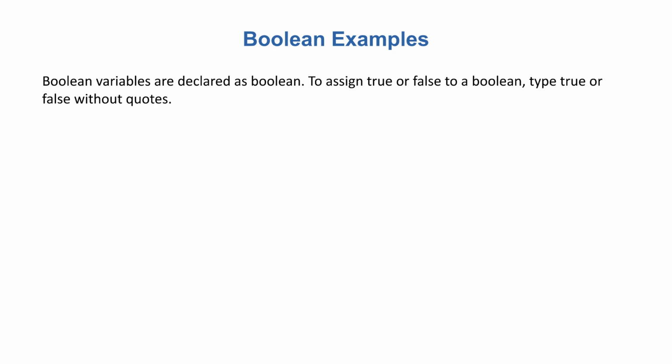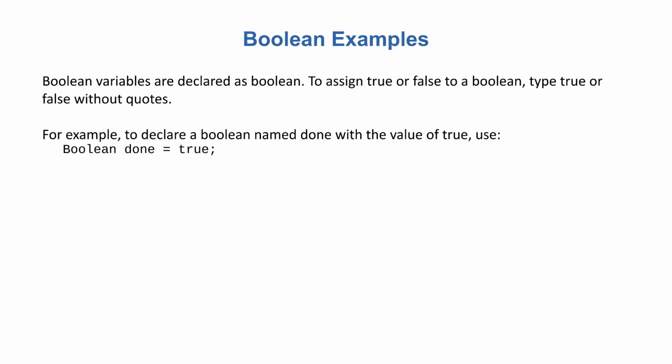Next, we'll run the program in a loop so the user may encode or decode more than one message before closing the program. Another data type that would work well in this program is a Boolean. Booleans can only be true or false. Boolean variables are declared as boolean. To assign true or false to a Boolean, type true or false without quotes. For example, to declare a Boolean named done with the value of true, use boolean done equals true.